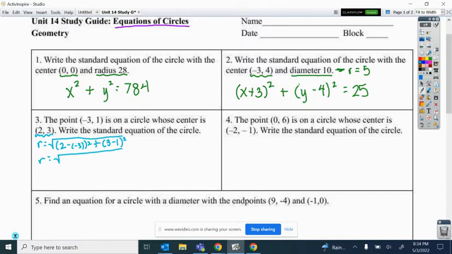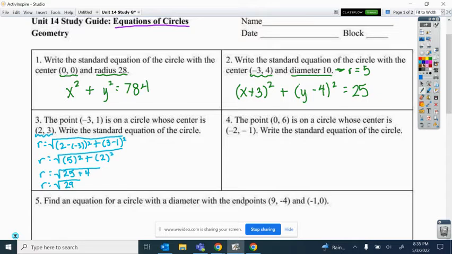So simplifying in there, 2 minus -3 is going to have me thinking about 5 squared. Then the 3 minus 1 puts us at 2. Square that. So 5 squared is a 25, plus 2 squared is a 4. My radius in that case then is the square root of 29.